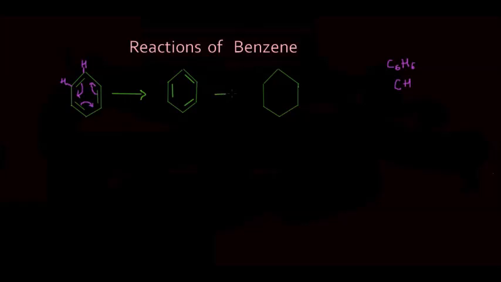So if we want to show an overall structure of benzene, we can show a hexagonal ring structure with a circle inside it. Now this circle represents the pi bonding system of benzene, which is delocalized. Now when benzene undergoes a reaction, this delocalized system of benzene remains intact.